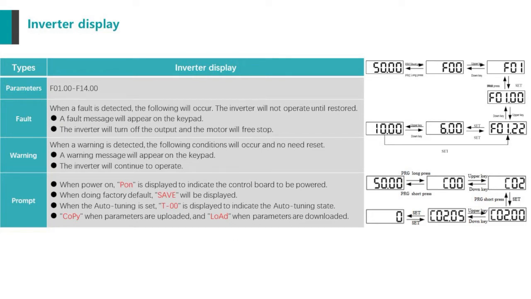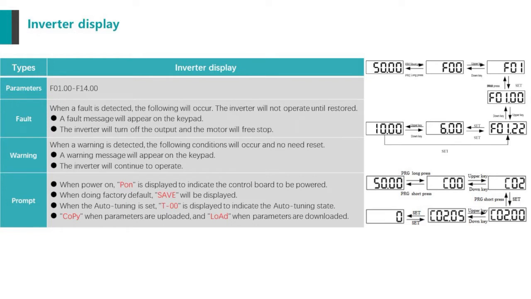Warnings, you can also call alarms, such as the dry run alarm, waterfall alarm, and so on. And the prompts. Prompts are mainly not damage or fault. Like PON is displayed when power on. That means that the inverter and the control board are powered. Or copy and load means the parameter is uploaded or downloaded.